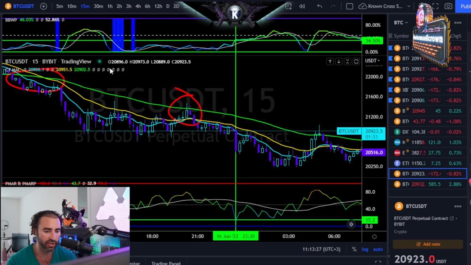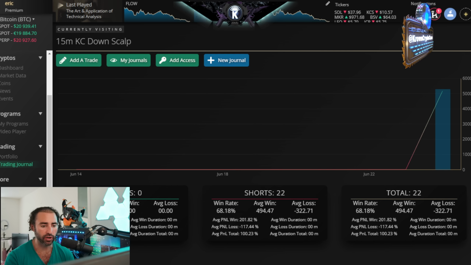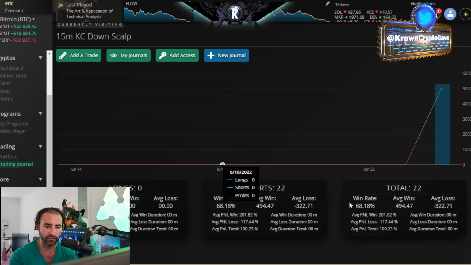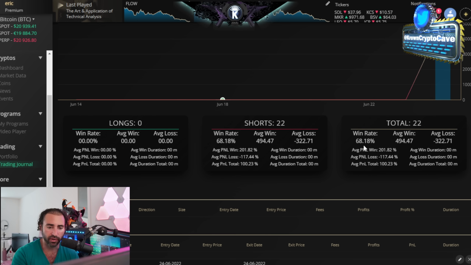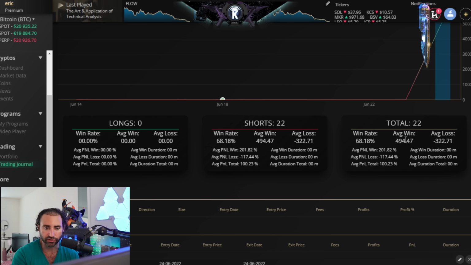Not bad for a 15-minute trade. Now I've actually gone ahead and already backtested 22 of the most recent iterations. These are the results: just above 68% win rate. Average win was just under $500. Average loss was just over $300.